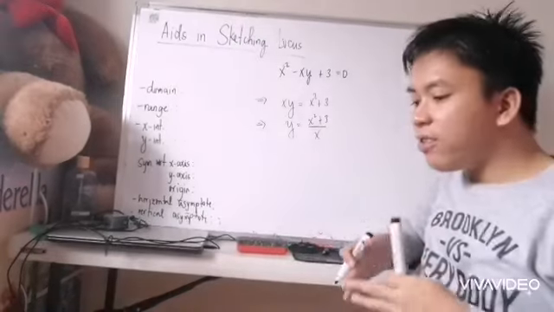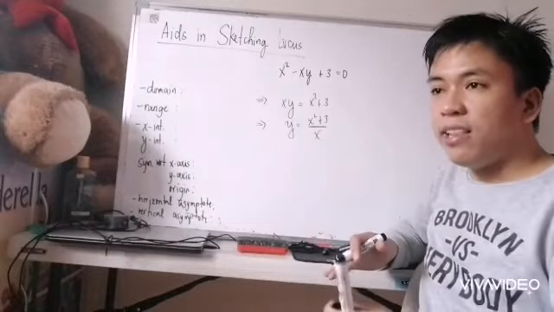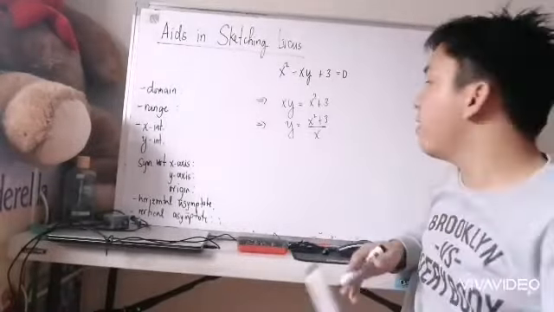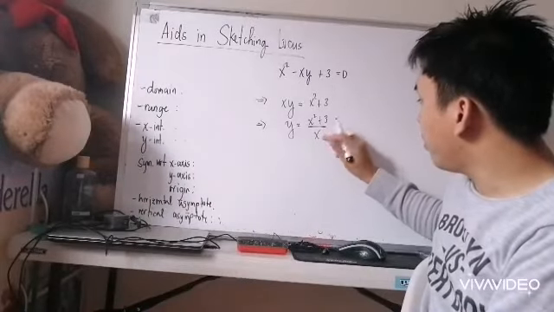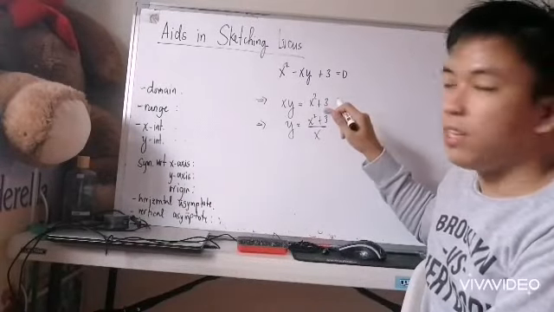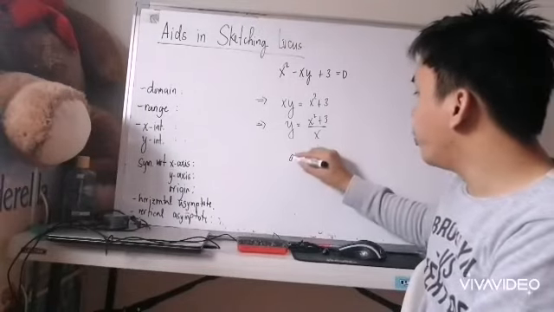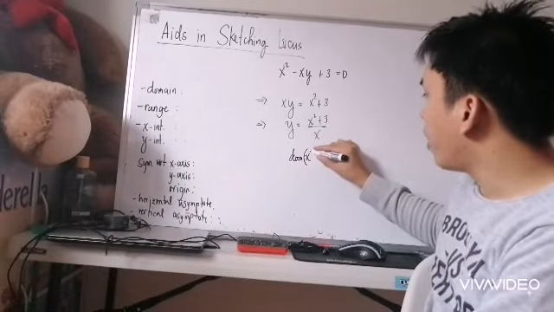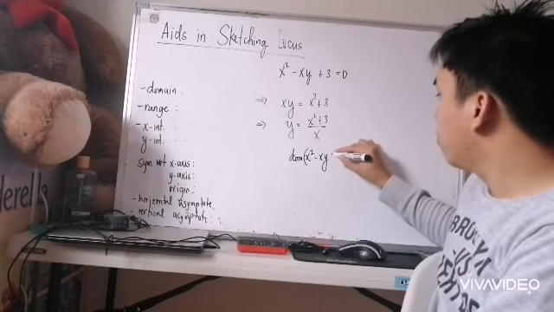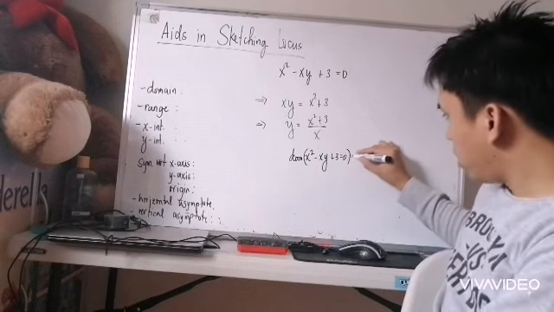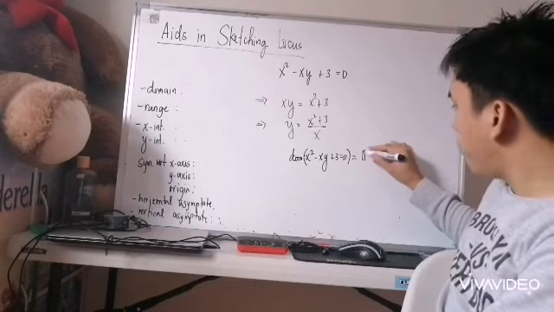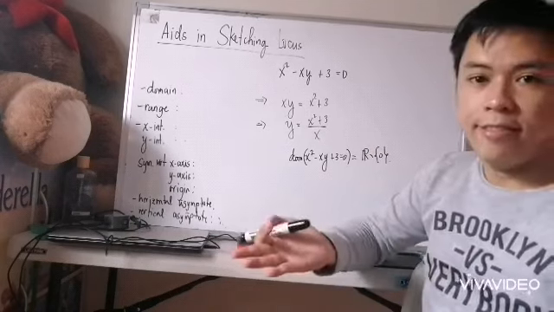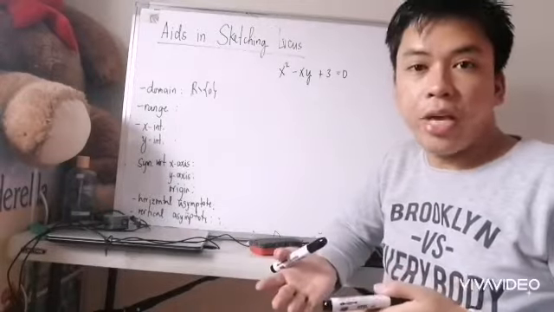So any values in the set of real numbers could satisfy this expression to become defined, except when x is 0. Because if x is 0, the denominator becomes 0, and so the expression is undefined. Therefore, the domain of the equation is the set of real numbers except 0. That's it.